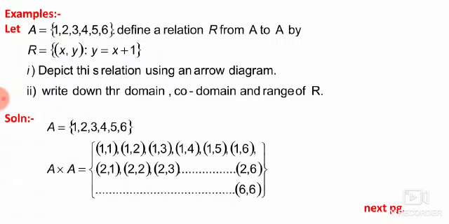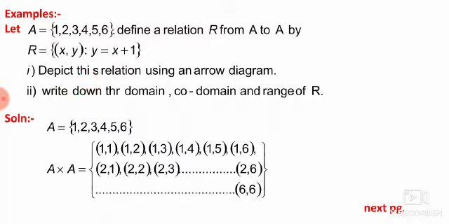With this, let me solve a few examples. This is the first question, which is solved from the textbook. Let A be a set containing the elements 1, 2, 3, 4, 5, 6. Define a relation R from A to A by R being the set of ordered pairs (x, y) such that the second element is equal to the first element plus 1. This is a relation given in the set builder form.